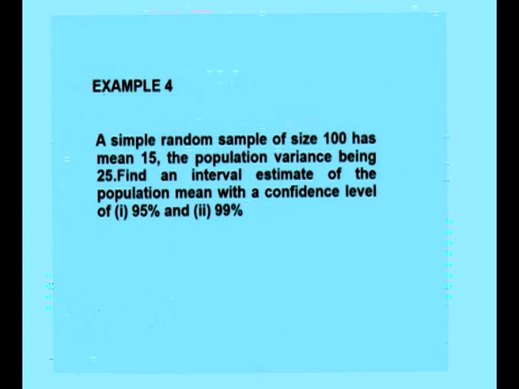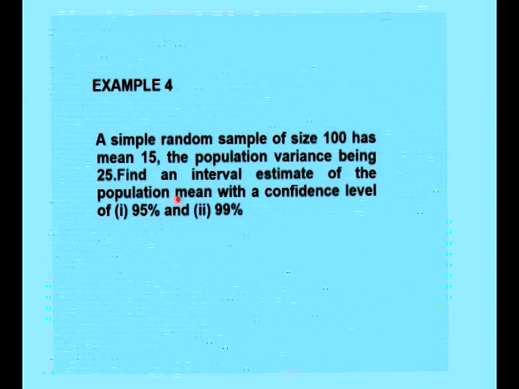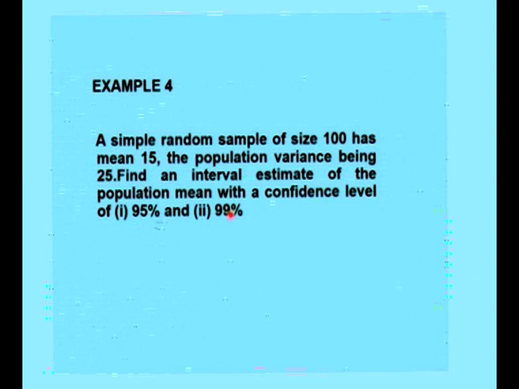A simple random, let us see how this goes. A simple random sample of size 100 has mean 15, the population variance being 25. Find an interval estimate of the population mean with a confidence level of 95% and 99%. What are the values given in the question?